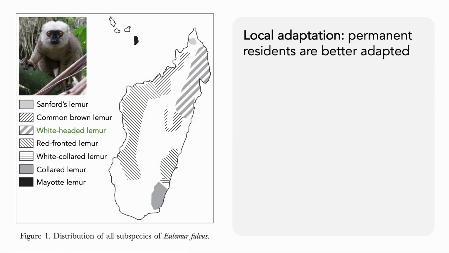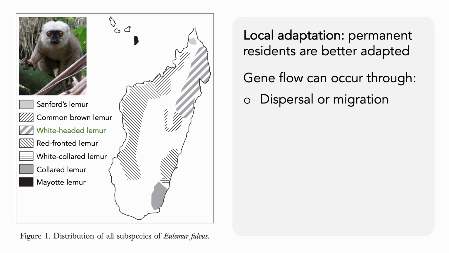When we look at the distribution of adaptations on a spatial scale, it's common to find that individuals in local populations are better adapted to their specific habitat than individuals from other populations. Through gene flow, alleles can move from one population to another. Gene flow can occur through dispersal or migration, which is the movement of individuals and/or gametes, genes, across space.